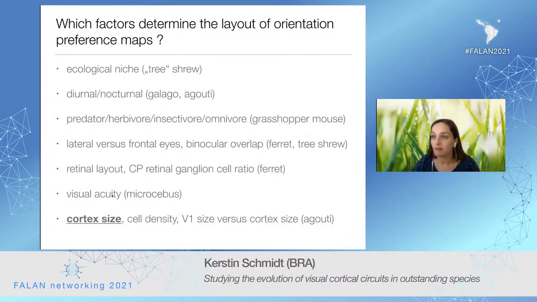Visual acuity might be a factor, so it might be important to optimize wire length and optimize maps and produce columns for visual acuity. And finally, the cortex size, something which also already came out of the early models, which modeled the emergence of the maps, who said that if it comes to a certain cortex size, it might be important to express this highly ordered design in order to economize wire length.